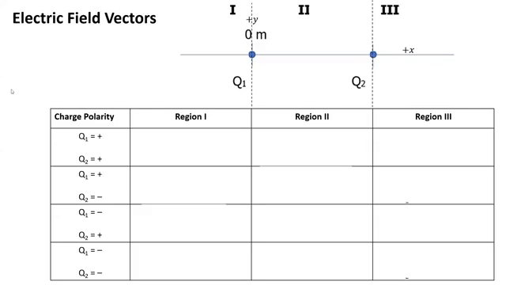Okay, this is remediation for Coulomb's law. Let's say we have two charges here, and I'm going to divide this up into three regions, and we're going to find out what the electric field vectors are from each of these two charges along this axis that contains the two charges. So charge 1 is right here at 0 meters at the origin on the xy axis, and charge 2 is over here on the x-axis some positive distance away. Let's say charge 1 is positive and charge 2 is positive.